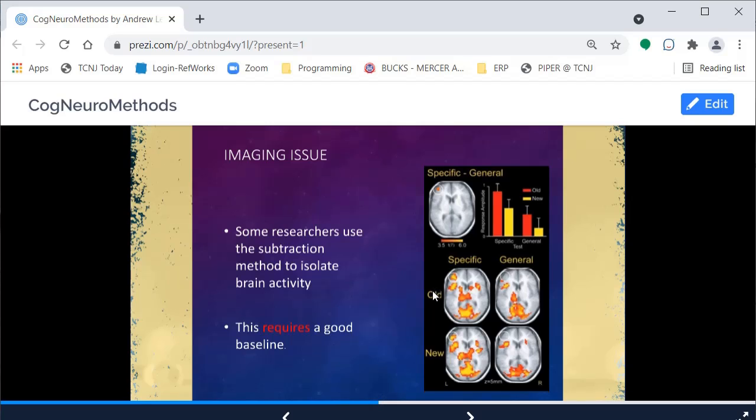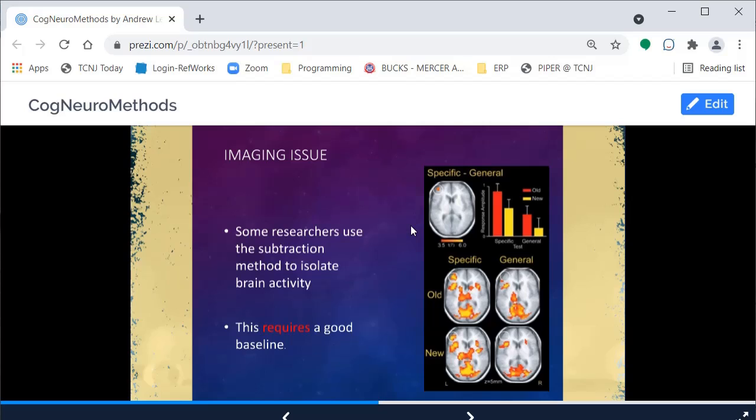But in this case, they had two different tests. They had one test where they were just identifying whether it was old or new. And in another test, they were identifying whether the image was altered or not, whether it was the same. So they changed the size of the image. Is it the same size or a different size? That's what they mean by specific here. Then they did the specific minus general contrast and focused on this area in the left prefrontal cortex that was differentially active.